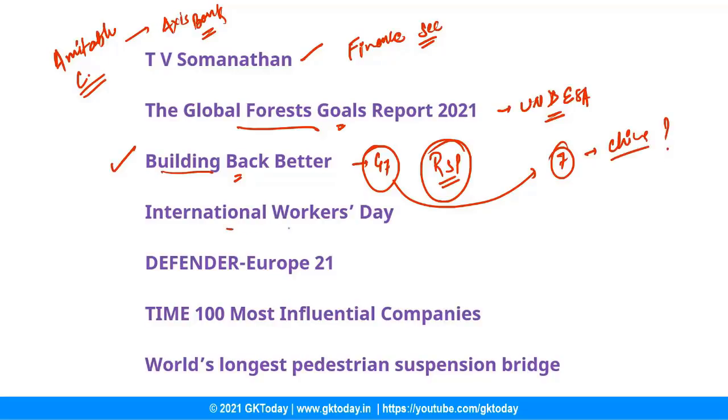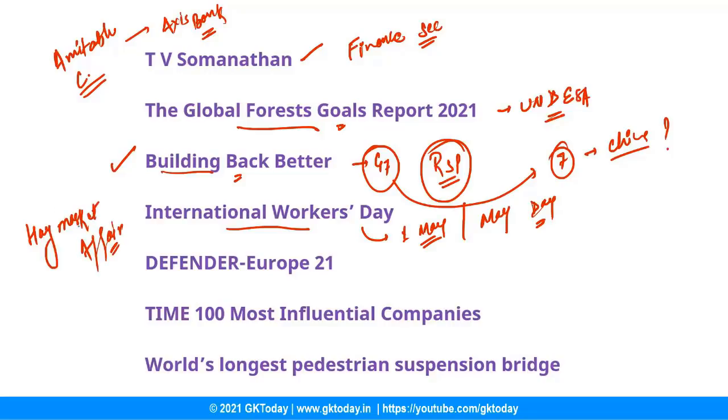Next is International Workers' Day. So it was observed on 1st of May. It is also observed as May Day, and it is observed in the commemoration of Haymarket Affair. Answer in comment box, this Haymarket is associated to which country?